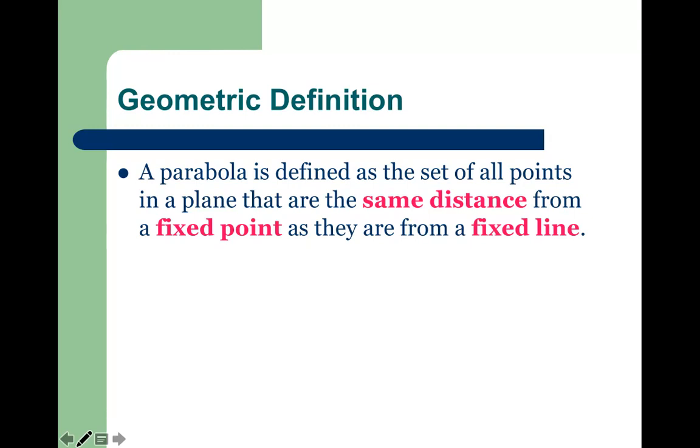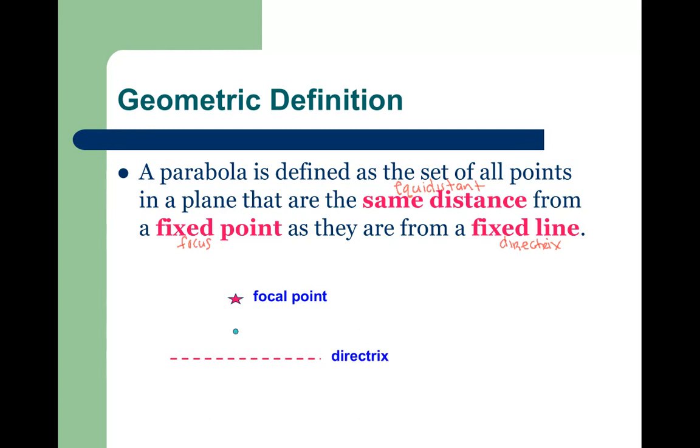Geometric definition. So a parabola is defined as the set of all points in a plane that are the same distance, or maybe you remember that word, equidistant, from a fixed point called the focus, and from a fixed line called the directrix. We're going to look at this visually. So that point right there, that's my focal point, that's my focus. That line right there, that's my directrix.